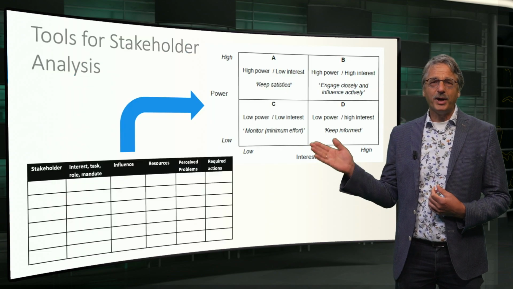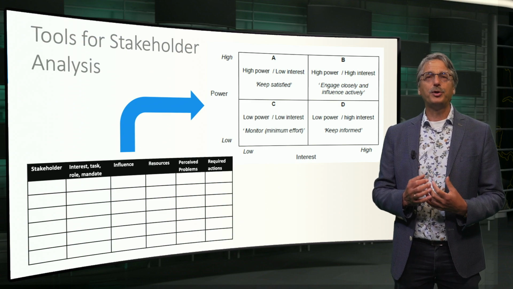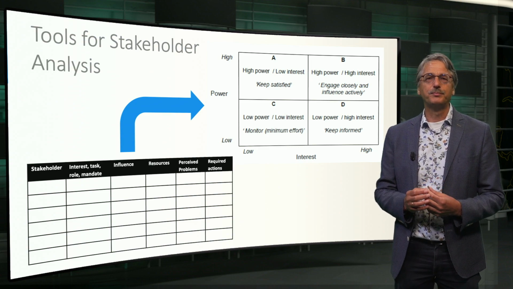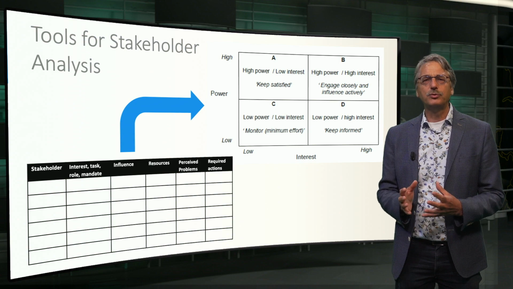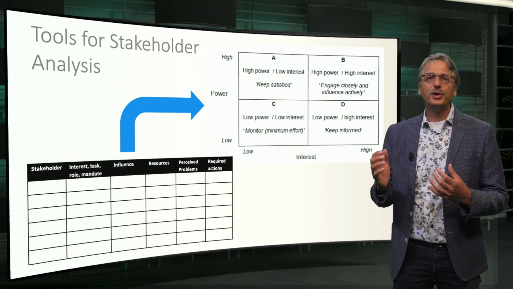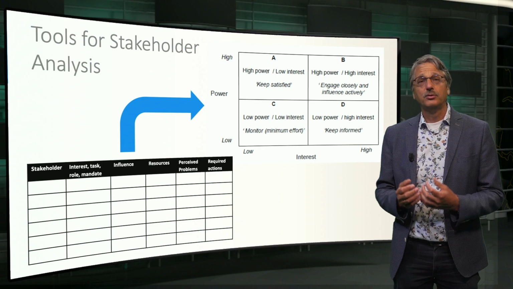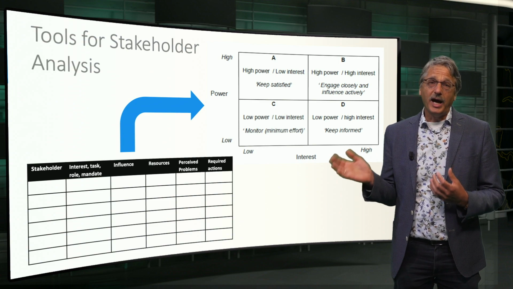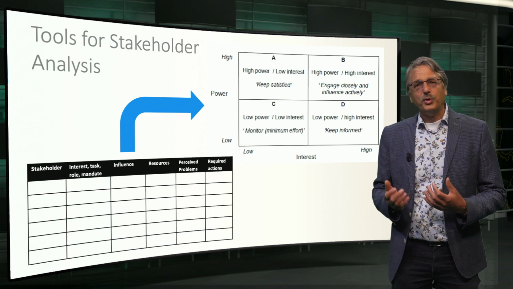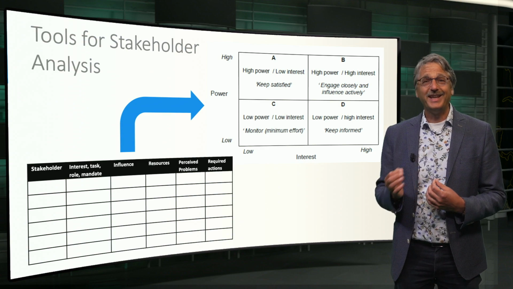The often used power interest grid helps you categorize the stakeholders according to their power and their interest, and helps you decide how you could engage the different groups. It is generally assumed that those with high power and high interest in the top right are the ones you should engage closely and influence actively. And, for instance, the stakeholders with high interest and low power, bottom right, you only keep informed. One can argue, however, whether in view of social inclusiveness, that is what you should want.